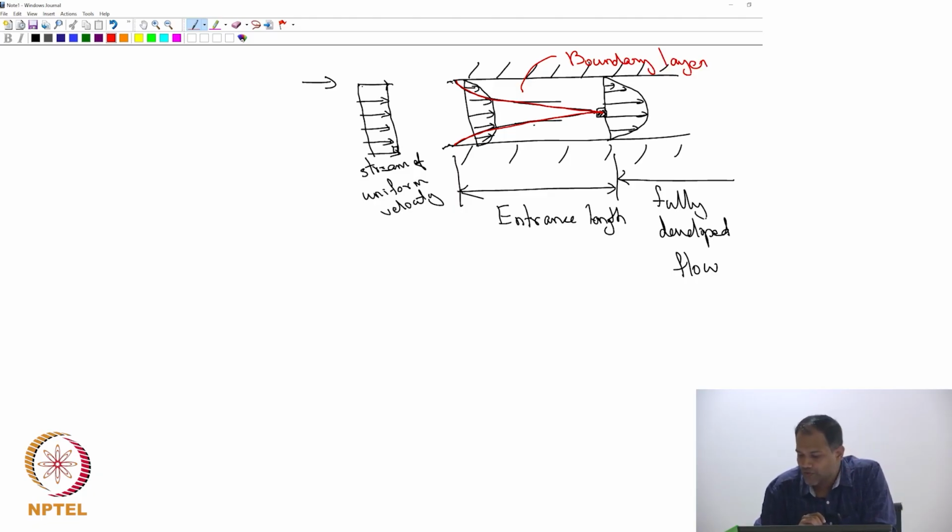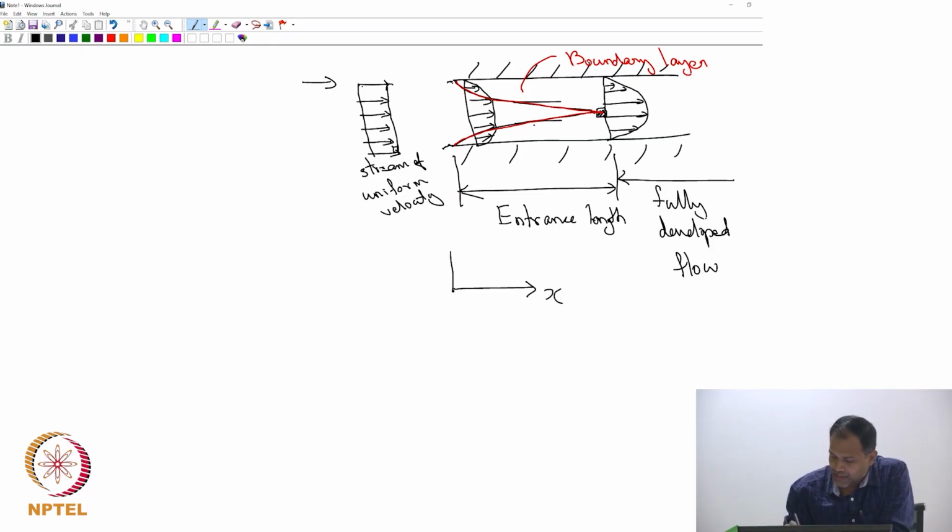So, right now we are going to look at only the fully developed flow. We will define a coordinate system. Let us say that is your x direction, that is your y direction, and z is perpendicular to the screen. And we will assume that your flow is right now 2-dimensional.